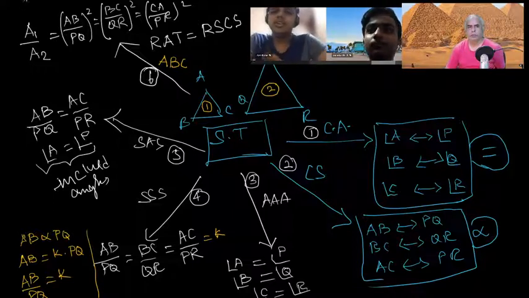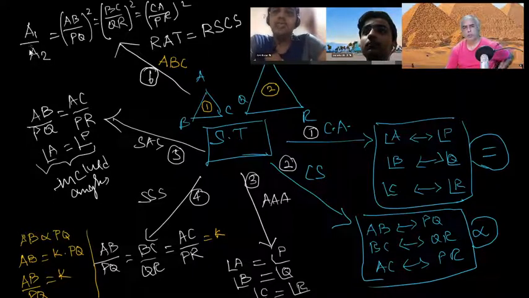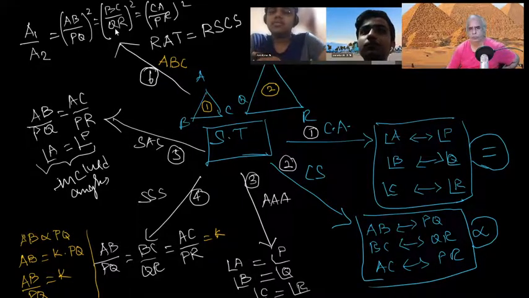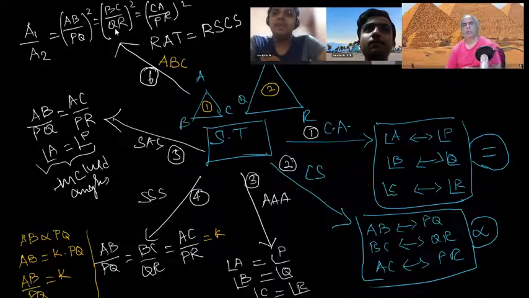In these two triangles, we take triangle ABC as area A1 and triangle PQR as A2. A1 divided by A2 is equal to AB divided by PQ whole square, is equal to BC divided by QR whole square, is equal to CA divided by PR whole square.